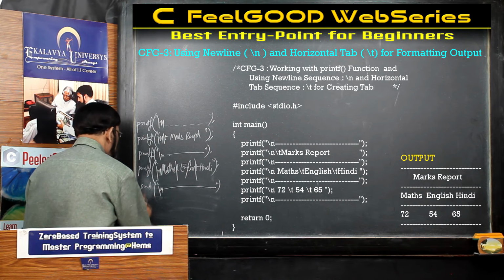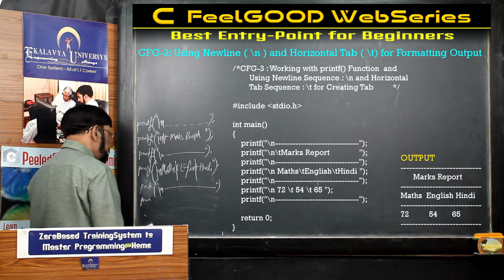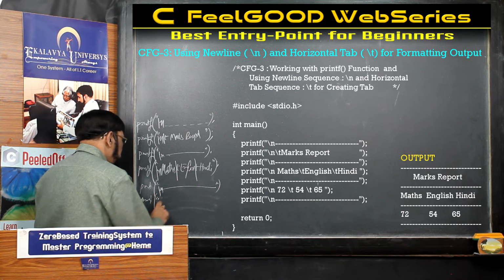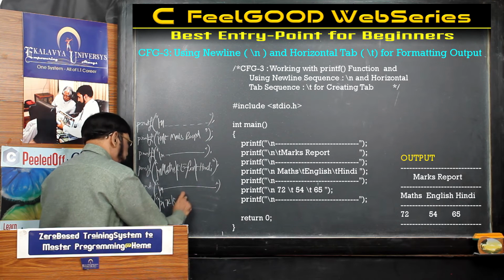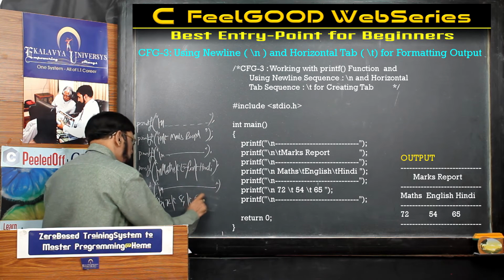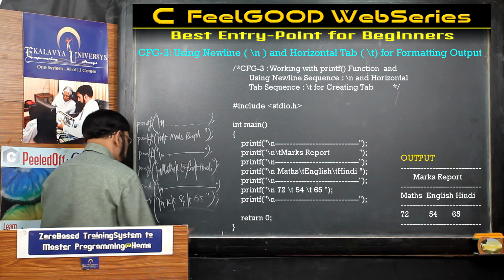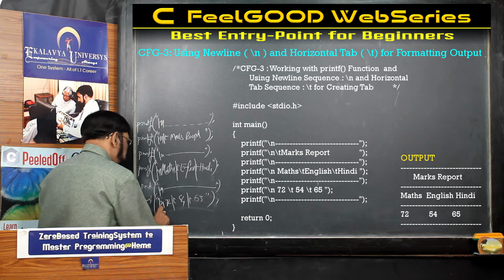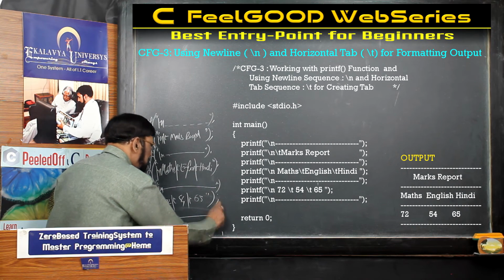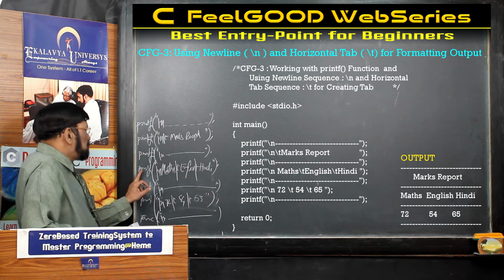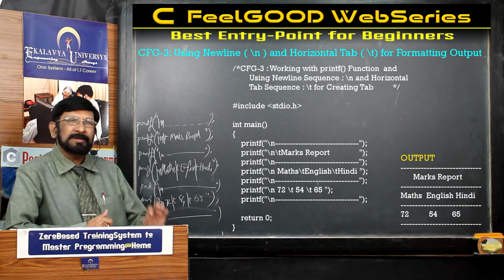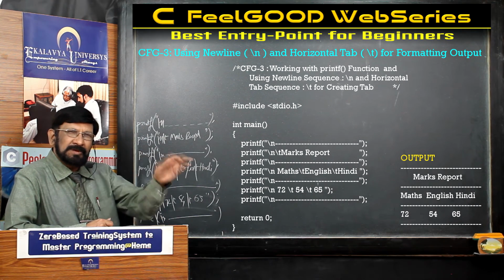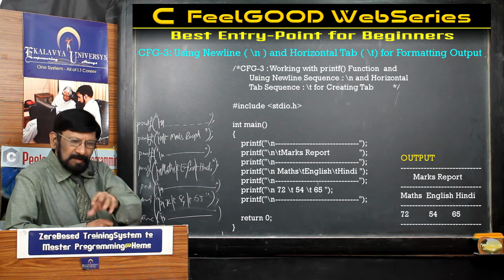Now, next, the corresponding marks you are printing. Now you see that is newline, 72, horizontal tab, 54, horizontal tab, 65. Like that you write. Thereafter, one more line is there. Newline sequence is there. Right. Now 1, 2, 3, 4, 5, 6, 7. 7 printf statements you have written. A wonderful format you are able to put. Just within half an hour, 1 hour of exercise, you got the command.